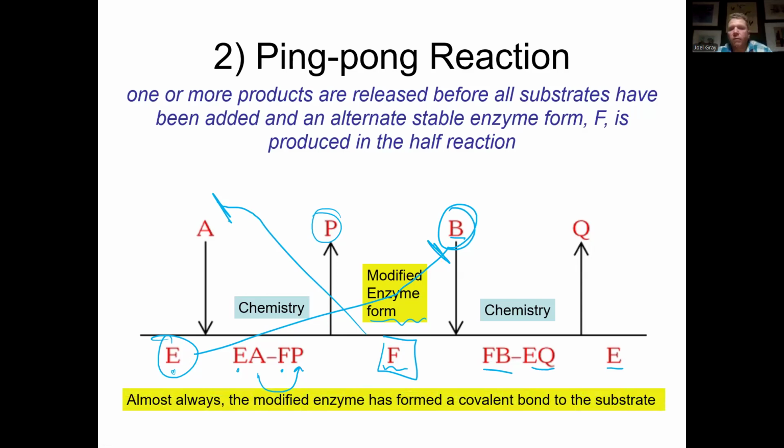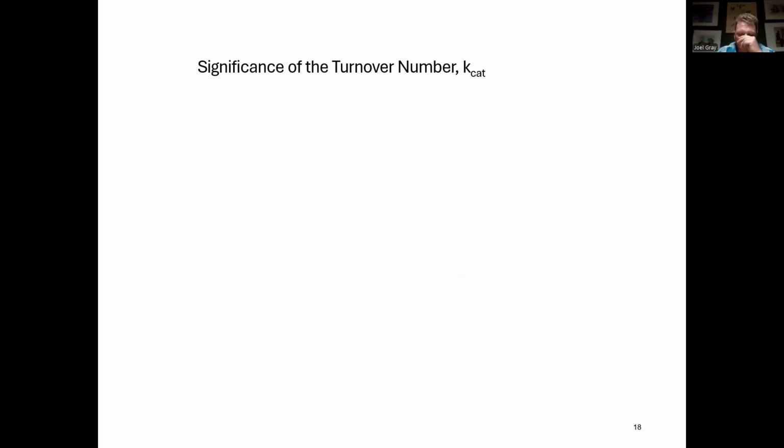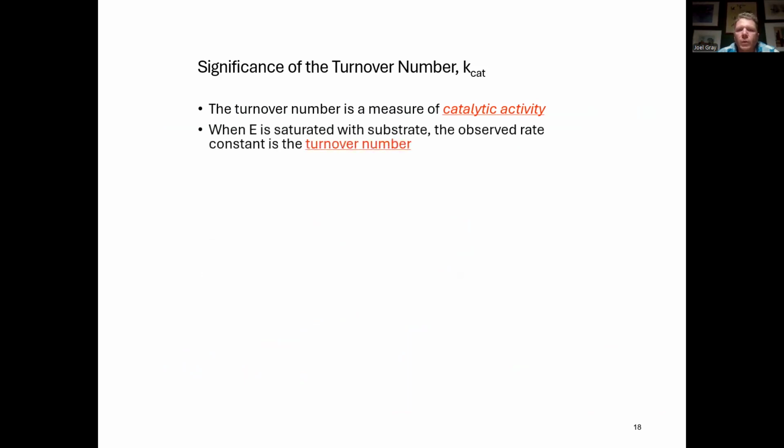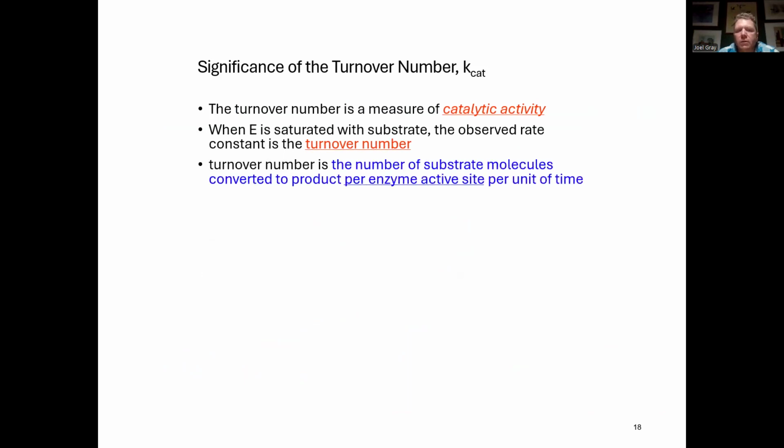And that's because our modified form of our enzyme is different. Okay, now the last thing that I want to talk about are two additional kinetic parameters. One of them is kcat. This is known as the turnover number, and it's a measure of catalytic activity. When E is saturated with a substrate, the observed rate constant is the turnover number. The turnover number is the number of substrate molecules converted to product per enzyme active site per unit time.